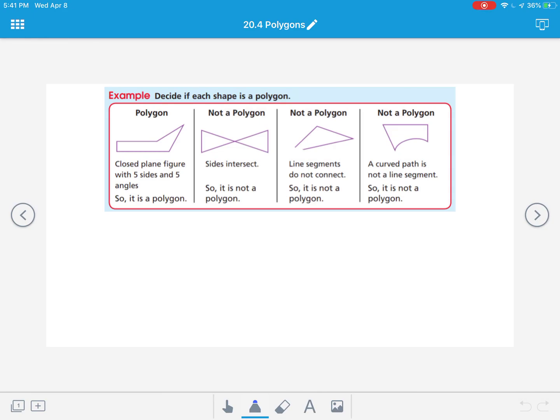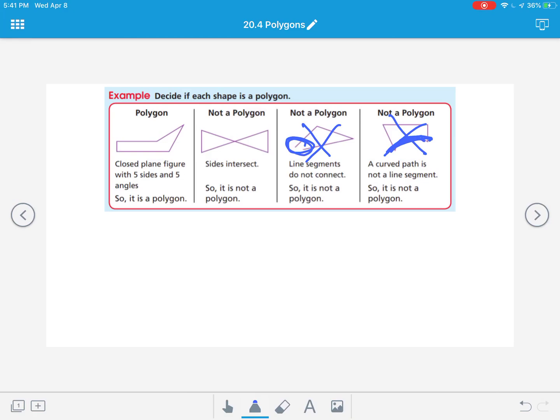Let's take a look at some examples of what are polygons and what are not polygons. First of all, this is coming just from your textbook. Remember, polygons are closed figures. So we can already eliminate this third one here because of this opening. Do you see that? It's not a polygon. Also, polygons have straight sides, so we can eliminate this last one. Do you see this curved side here? That makes it not a polygon. Polygons only have straight sides.